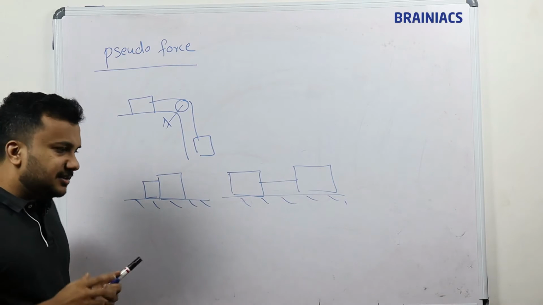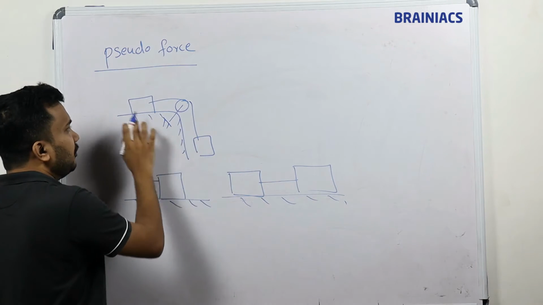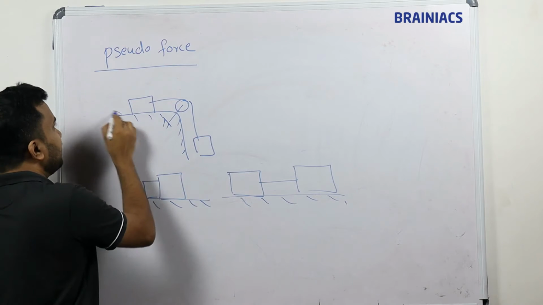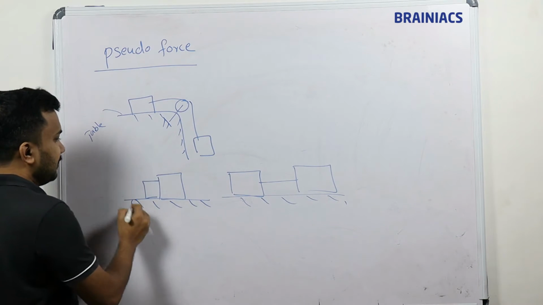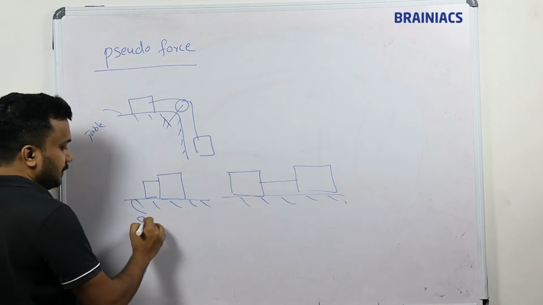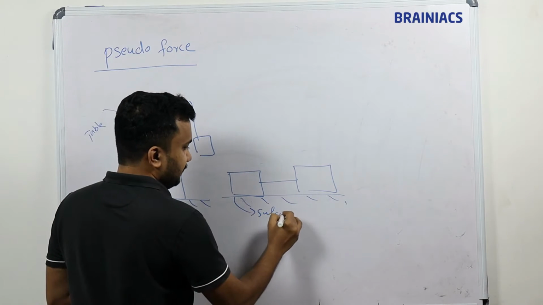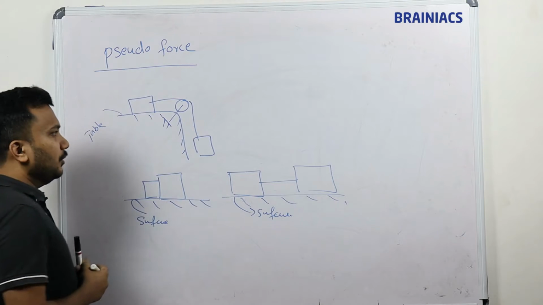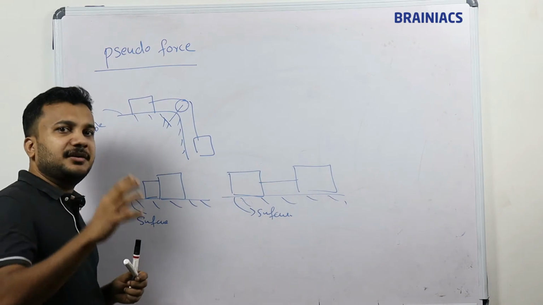In all these three examples, the block is resting on a table. So here it is a table. This is a table, and here this is our ground surface. This is also a surface. In all these models we have seen, there is one peculiarity.